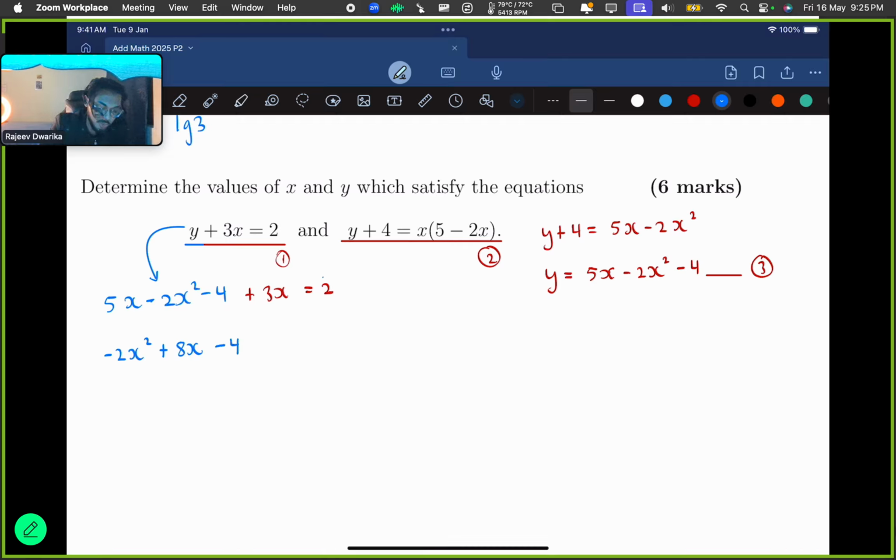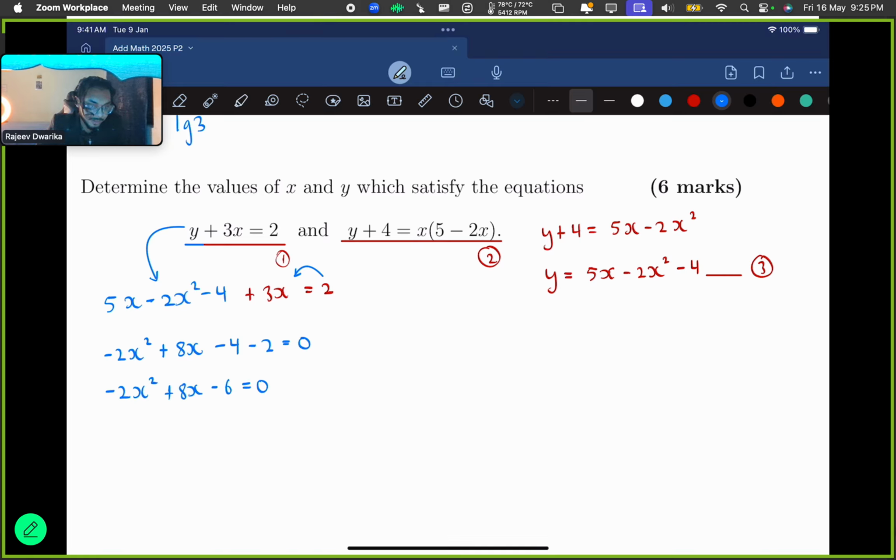On the right hand side, we want to move it across because we want to get it in the form of a quadratic. A quadratic is in the form ax squared plus bx plus c is equal to 0. So if I move that across, it's going to be minus 2. And so I'm going to have minus 2x squared plus 8x minus 4 minus 2, which is minus 6.